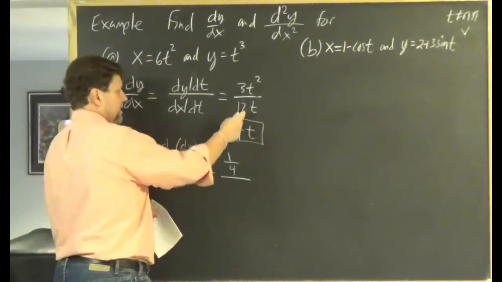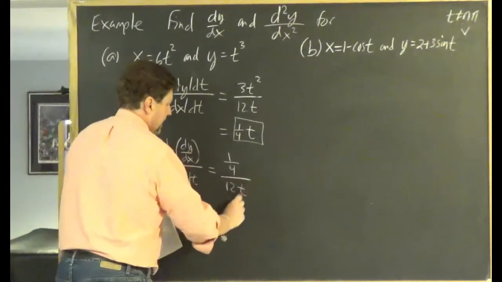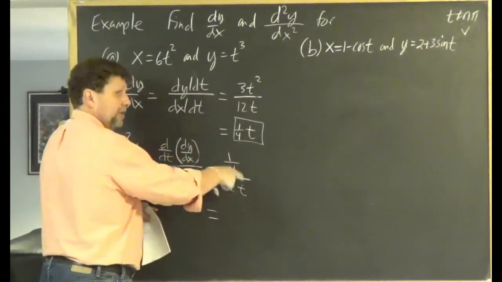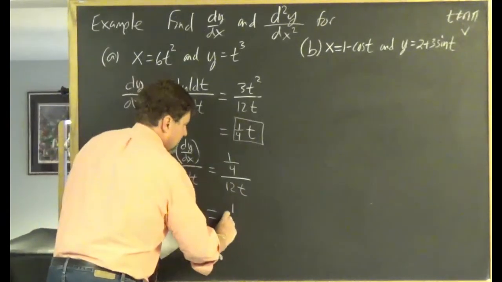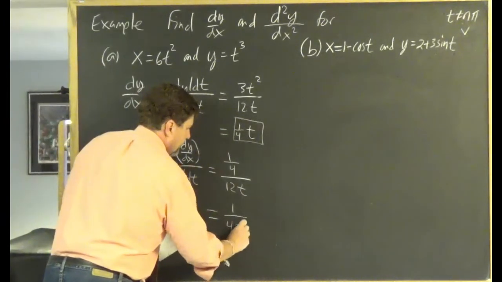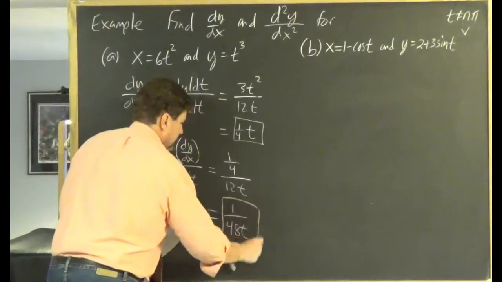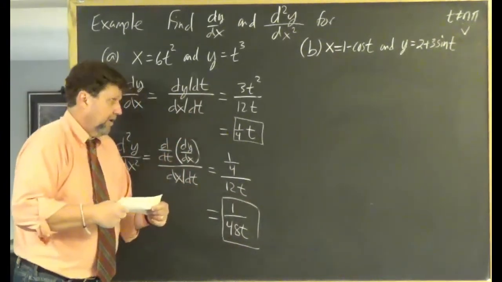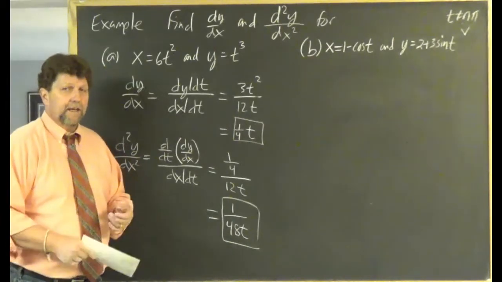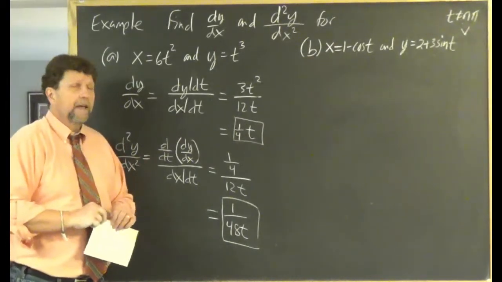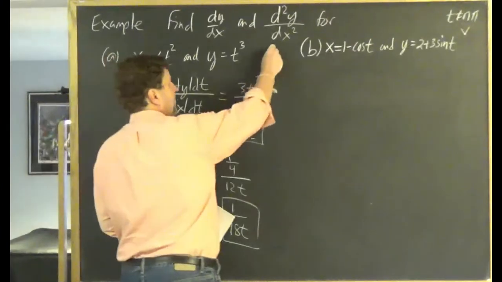Well, dx/dt is still the same. It's 12t. And I should clean that up. Complex fractions, not good. The second derivative is 1 over 48t. So I told you this wouldn't be bad, getting the derivative and getting the second derivative. So, I tell you what, I'm going to do something a little different here.